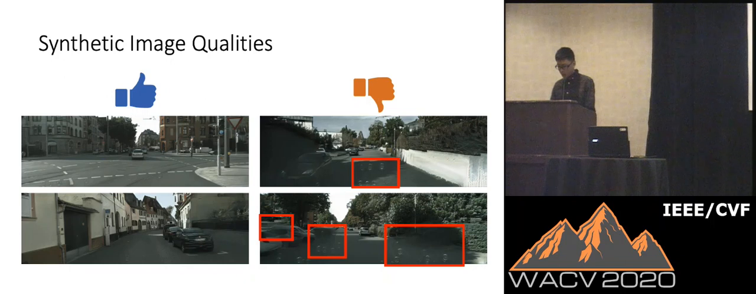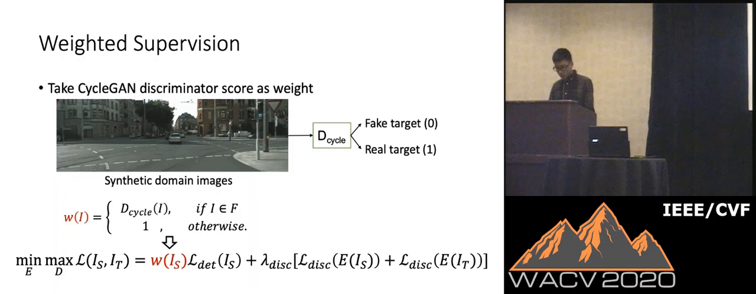In the synthetic domain, we also found that the image quality varies in the generated images. As we can see on the right, there exist many artifacts, but the left ones do not. To prevent the model from being misled by the poor examples, we apply a weighted supervision to the detection loss in the final objective function. We utilize the discriminator score from the trained CycleGAN model to provide a higher score for better quality images and a lower score for bad images, guiding the model to adapt using the better quality images.